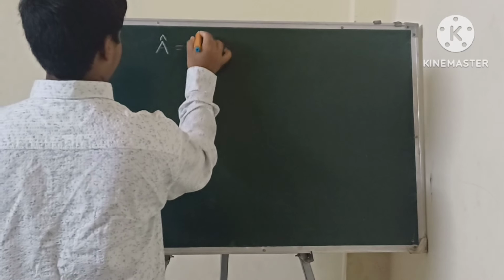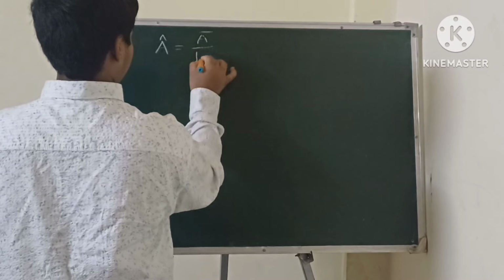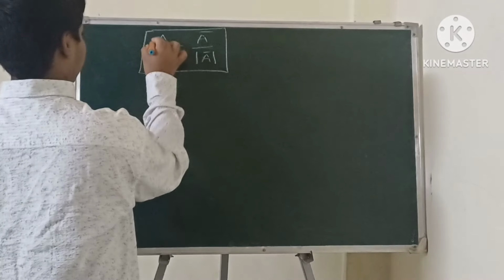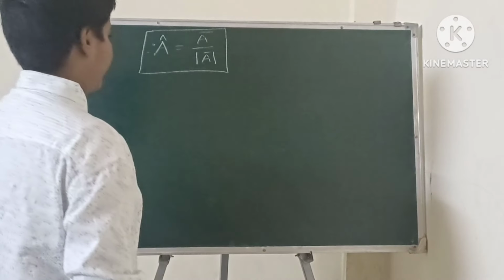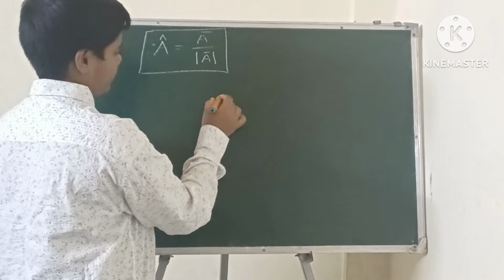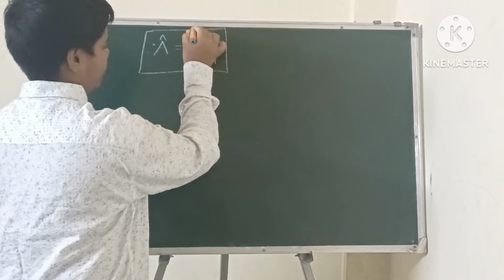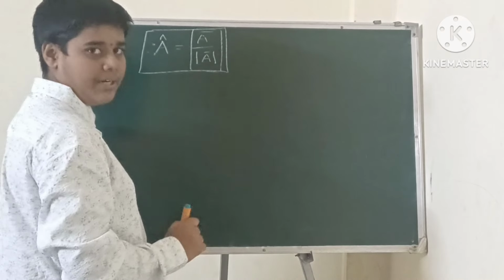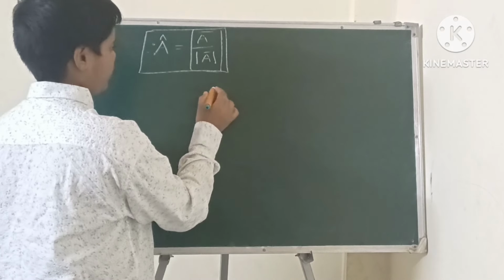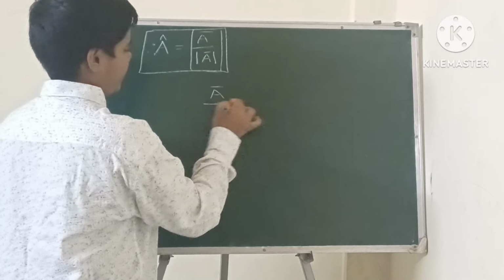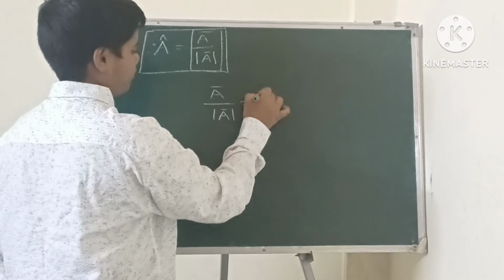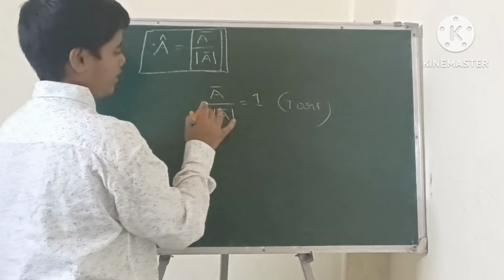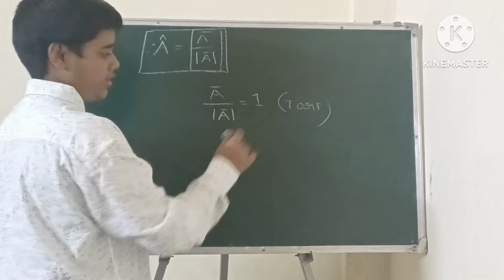A cap equals A bar by mod A bar. So this is the formula of A cap. In some questions they will ask for A cap, so we have to give the value of A cap as A bar by mod A bar. And in some true or false questions, they will say that A bar by mod A bar equals 1. Is this true or false?